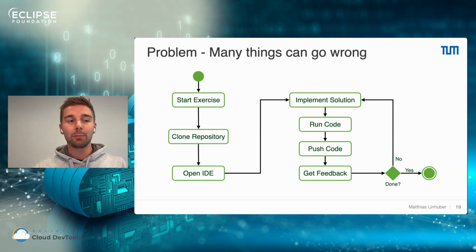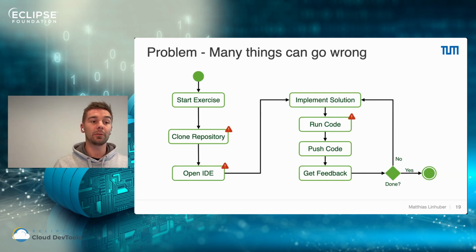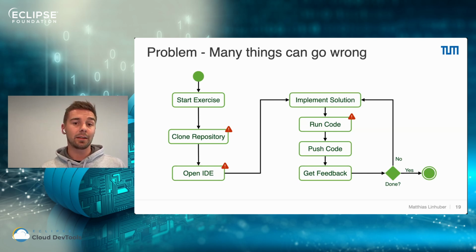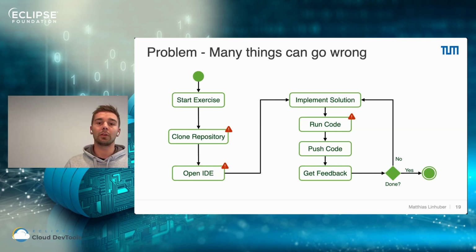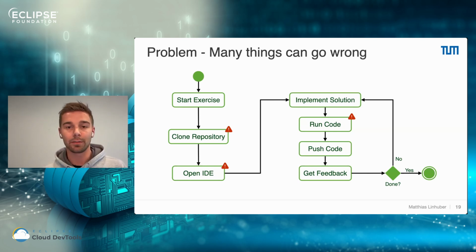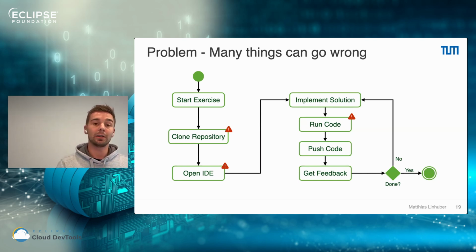But there are things that we simply assumed are easy for the students and will work out fine. So we, for example, assume that everybody can clone the repository. Everybody has Git installed and knows how to use Git in a way that is useful to solve the exercise. We also assume that everybody has an IDE that is working and is configured correctly. And we also assume that students are able to run code, whatever that means. Maybe they don't have Java installed for a Java exercise. Maybe they need a different kind of programming environment for a different lecture.